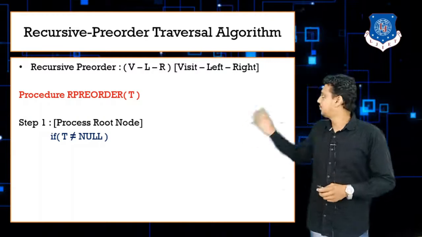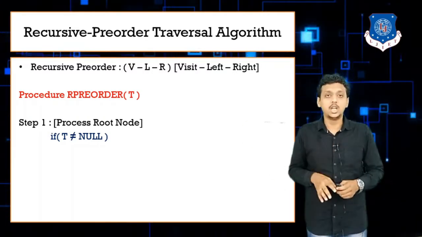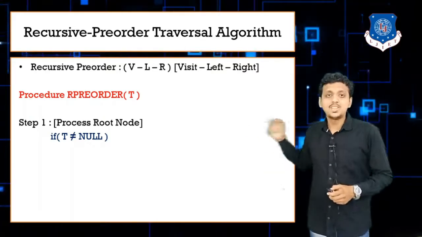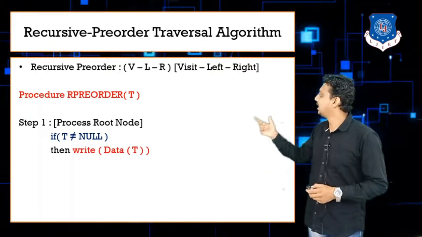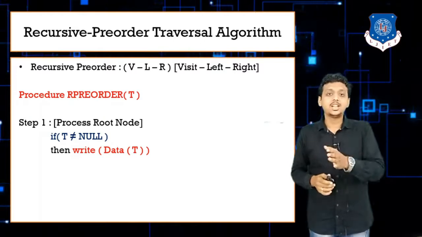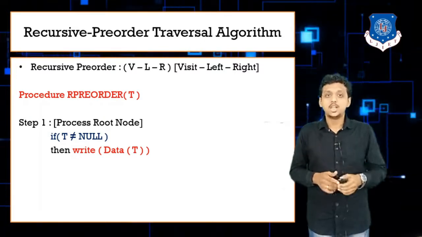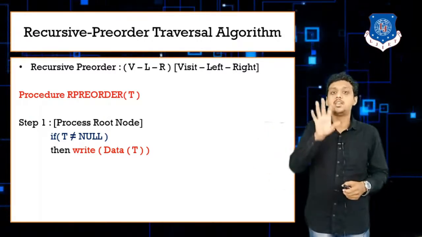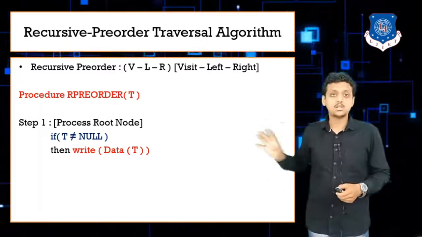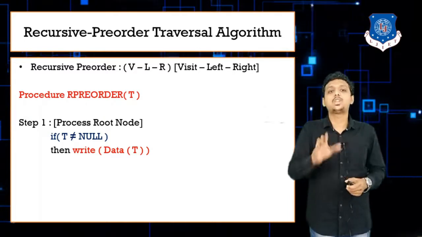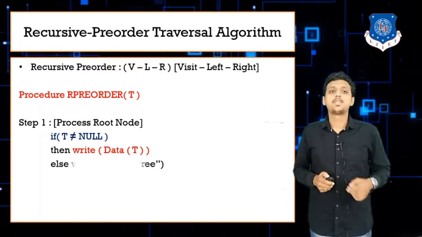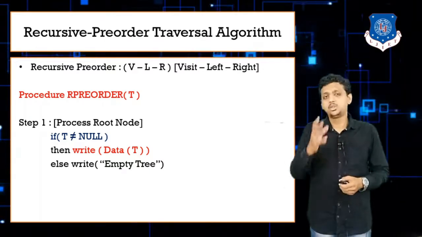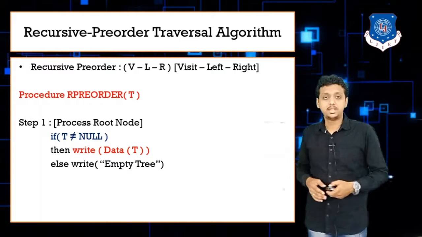Okay, so here first we have: if T is not equal to null, that means if the tree is there. To visit the node we just need to write data of T. Data of T means the info field. Here we have 85, so you just write down the 85. That means we have already visited the node, because we just wrote data of T. Now else, just write empty tree. If your tree is equal to null, then you can easily write else, empty tree.